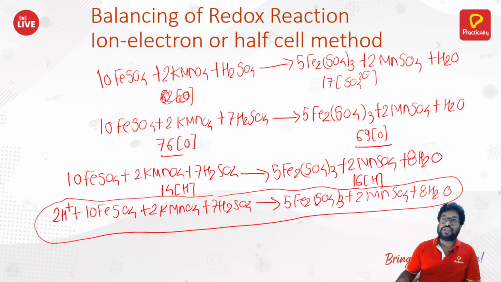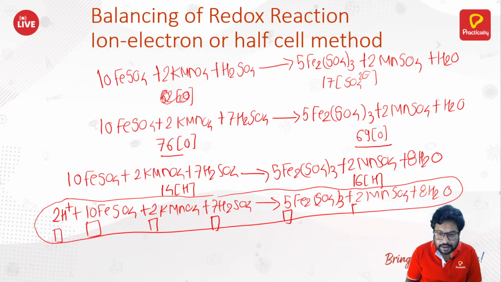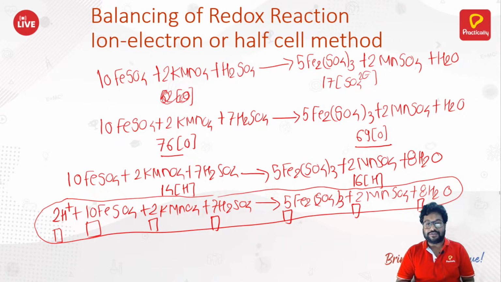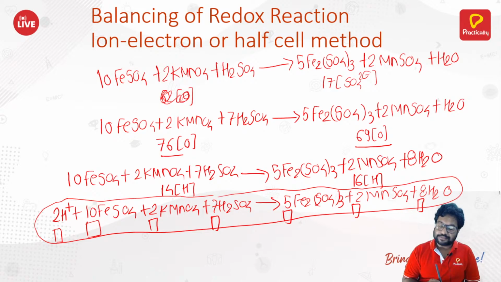Now, what kind of question is generally asked in the JEE exam? They will keep the same equation, but they will keep the places empty, brackets empty. And then they will ask you which numbers are suitable here, and give you options. For example, the correct option would be 2, 10, 2, 7, 5, 2, 8. Now they will shuffle these numbers and give you different options for you to get confused. So if you know this basic very well, you should be able to balance it very well.